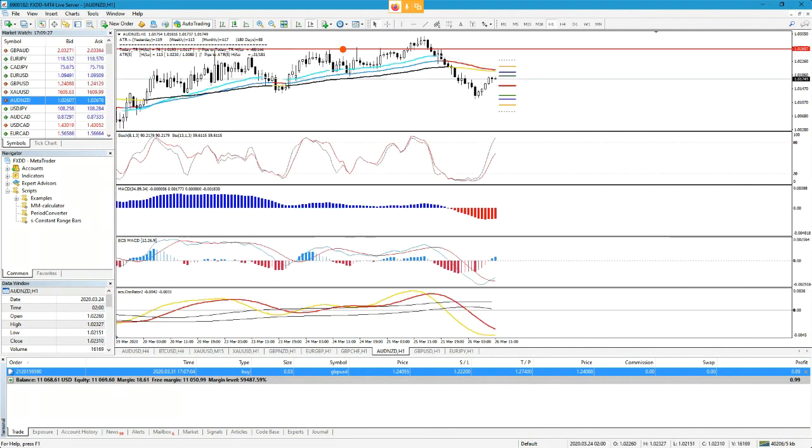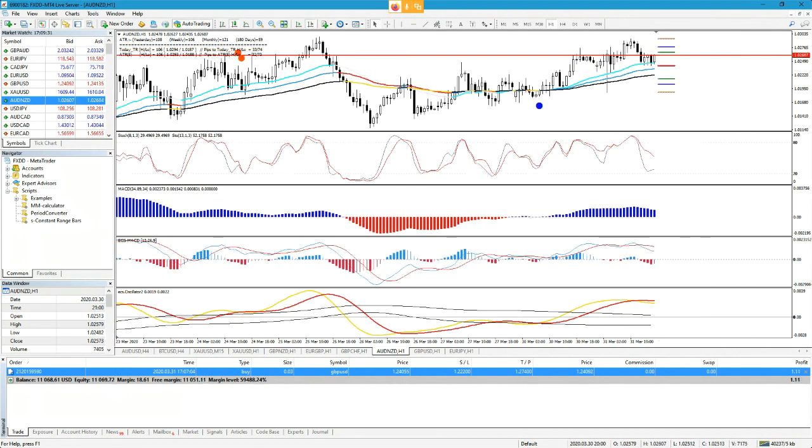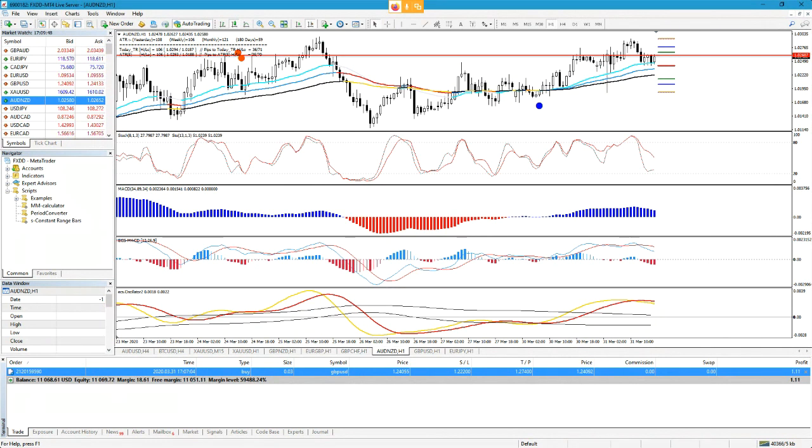XAU USD, I'm just scanning for some potential entries. Here we have the Australian dollar, New Zealand. I'm going to make a long trade right now, guys. Just give me a few seconds. I'm going to make a long trade on the Australian dollar, New Zealand. Okay. So let's see now. This is a clear entry here.